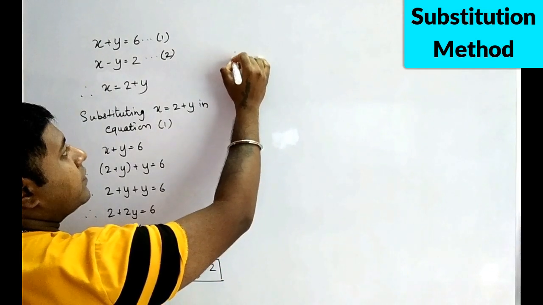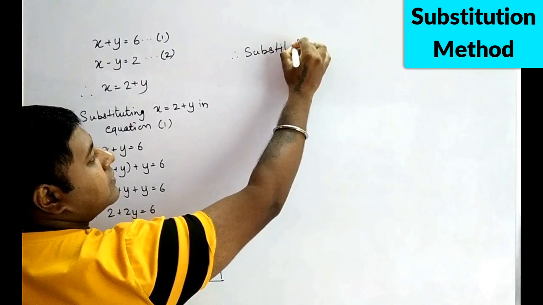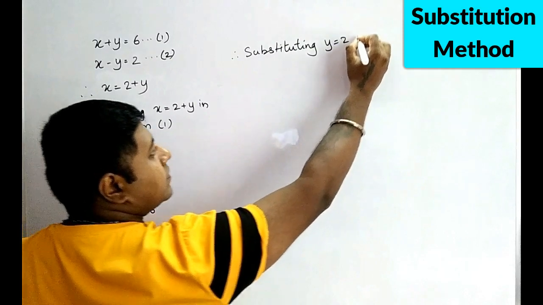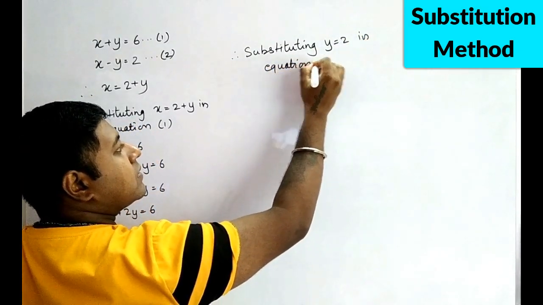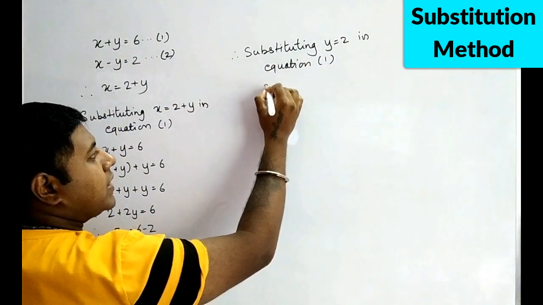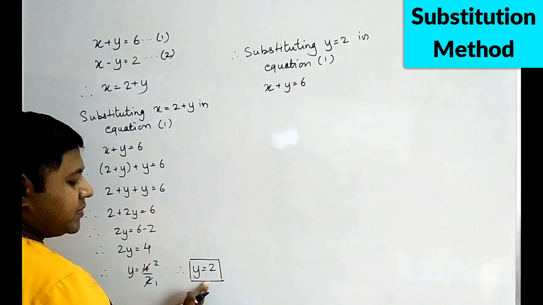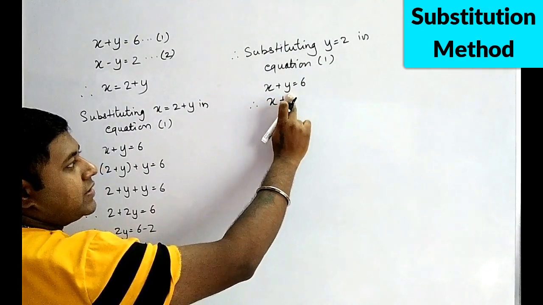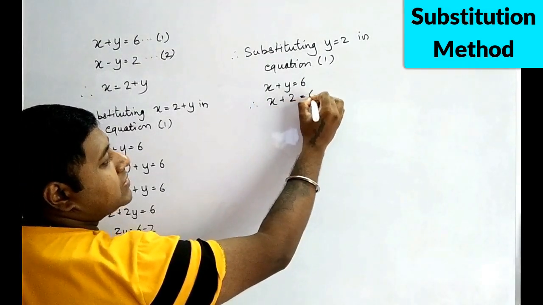So, therefore, substituting y is equals to 2 in equation 1. So what do we get? First again write down equation 1. X plus y is equals to 6. Now we are going to substitute the value of y. Therefore, x plus, what is the value of y? Value of y is 2. So x plus 2 is equals to 6.